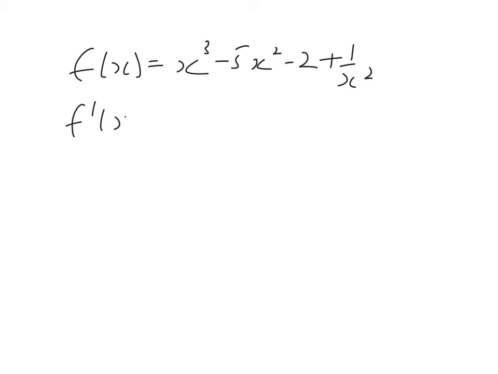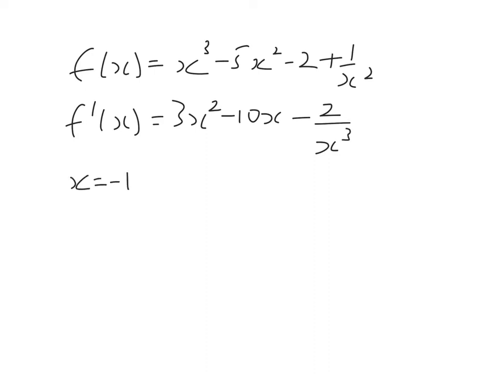In question 3, we've got f of x equals x cubed minus 5x squared minus 2 plus 1 over x squared. So let's differentiate because we need to find the gradient. So that's 3x squared minus 10x, 2 differentiates to 0, and 1 over x squared, that's x to the minus 2, so that becomes minus 2x to the minus 3. When x equals minus 1, then the gradient, if you substitute minus 1 into that expression, you're going to get 15.